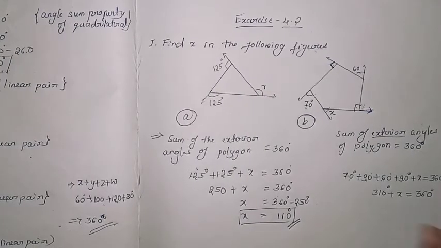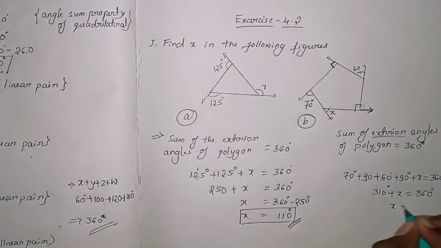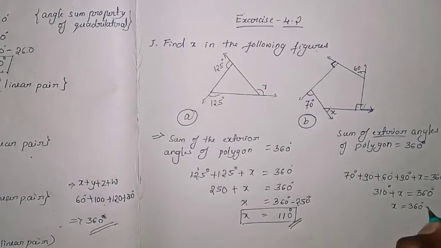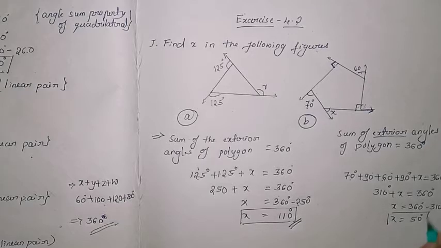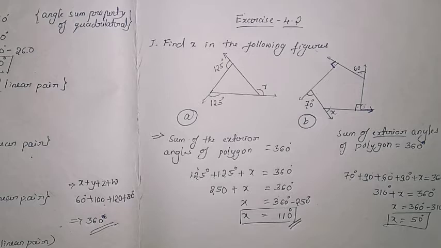So from this you want the x value. So 360 degrees minus 310. In 60, if you remove 10, it will be 50 degrees. So x is equal to 50 degrees, which is our final answer. So let's move towards the second problem in exercise 4.2.